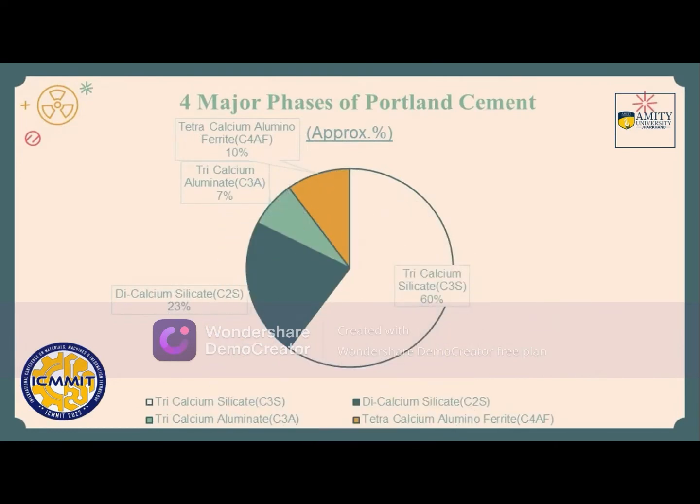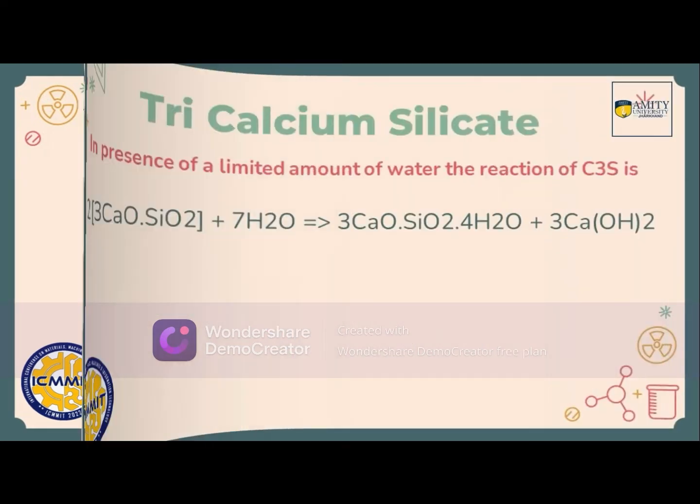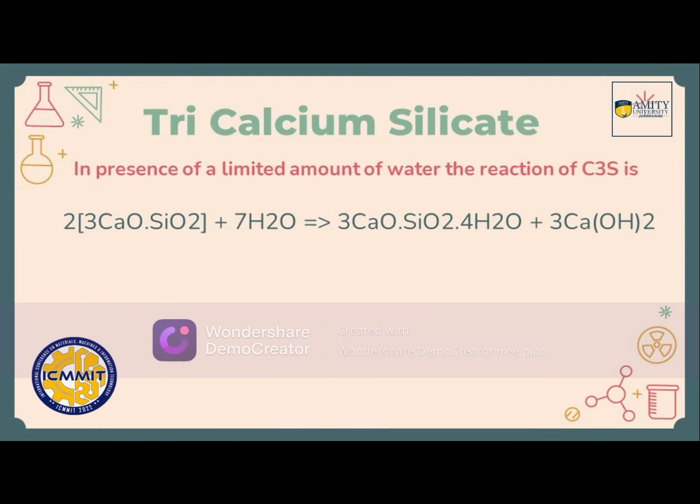Now, Portland cement has four major phases. Our topic is cement and superplasticizer compatibility. So, four major phases: dicalcium silicate 23%, tricalcium silicate about 60%, tricalcium aluminate 7%, and tetracalcium aluminoferrite 10%. These are C2S, C3S, C3A, and C4AF. Now, tricalcium silicate reacts with water to give calcium hydroxide. This calcium hydroxide is mainly responsible for the strength gain.